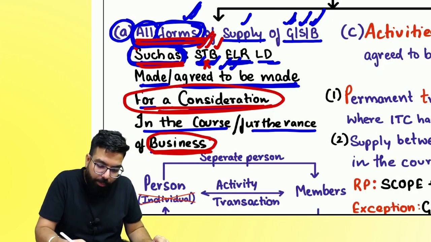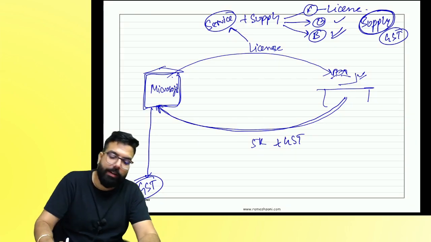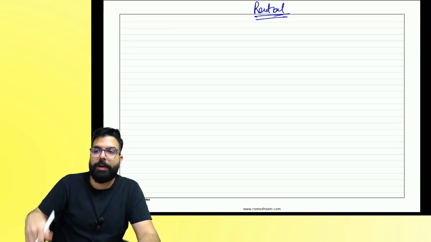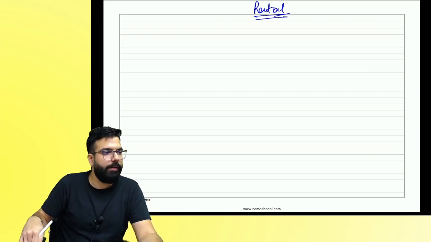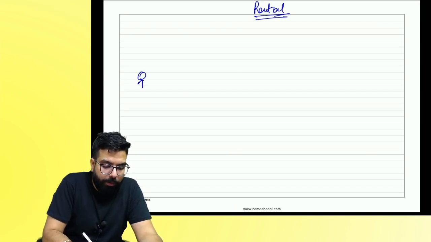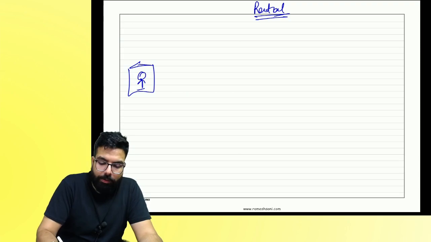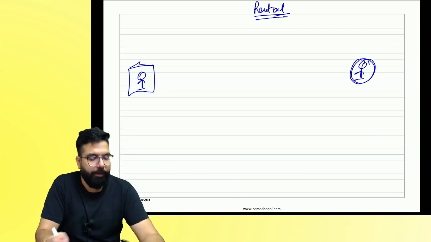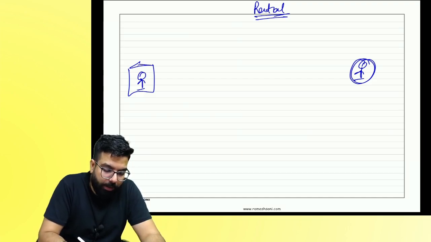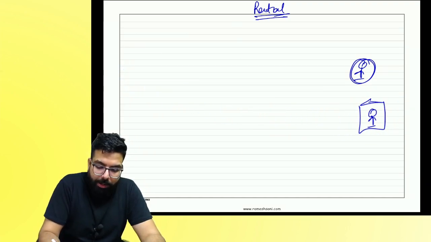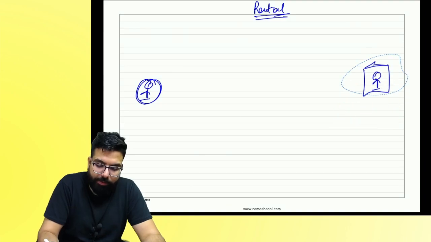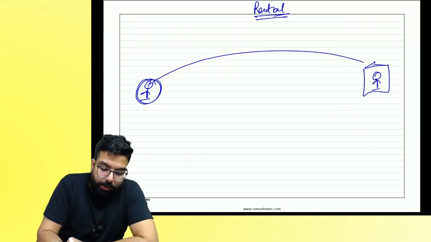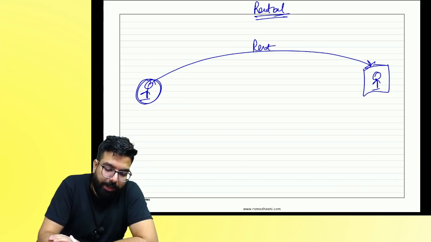Next. We'll give you one more example. Rental. Okay. Let's understand rental. For an example, this building we have taken from the owner on rent. Correct? So this is the owner of the land and building. He has given the building on rent. I will make this the owner here, and this is me over here. We took the building on rent from the owner. He gave me the building on rent.